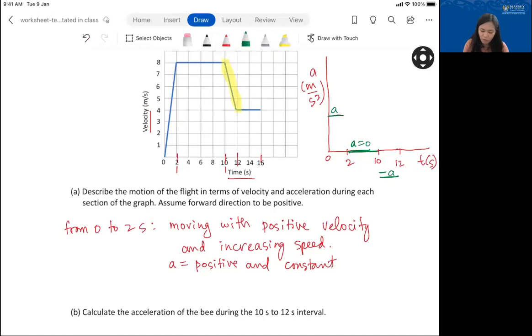And then from 12 to 16 seconds, so say this is 16 seconds, you again have a constant velocity. That means that the acceleration is 0 because your velocity is not changing. Okay. Right, so from 0 to 2 seconds, increasing speed and positive constant acceleration. From 2 to 10 seconds, you have constant velocity and 0 acceleration.